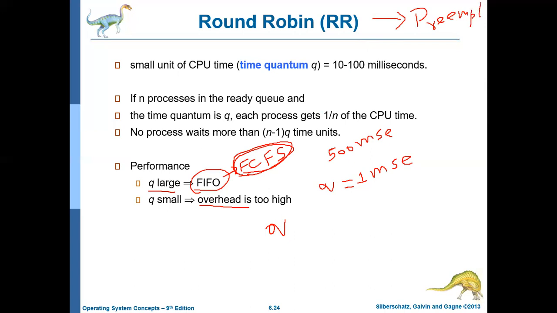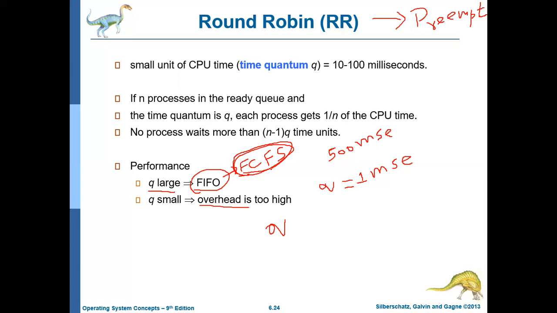So round robin can be called the preemptive version of FCFS. FCFS also always takes the first job from the queue and executes it, following the order. Round robin also follows the same order. But the only difference is that FCFS is a non-preemptive algorithm and round robin is a preemptive scheduling algorithm. So we can define the round robin algorithm in this way also.